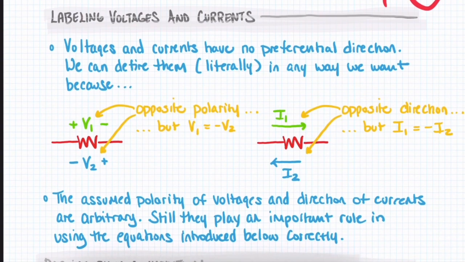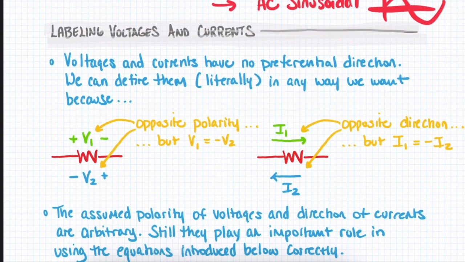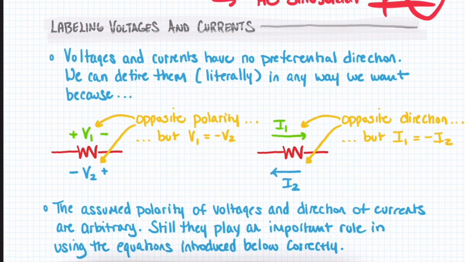Labeling voltages and currents. Now, this may seem like a sort of trivial topic. It's very important for succeeding in this class, and we'll see very quickly why. Voltages and currents have no preferential direction, okay? They have no preferential direction. And so we can define them literally in any way that we want, so let's take a look at these two examples.